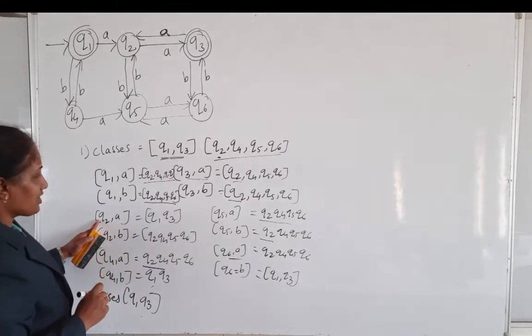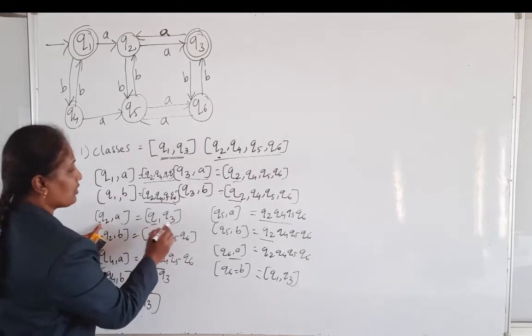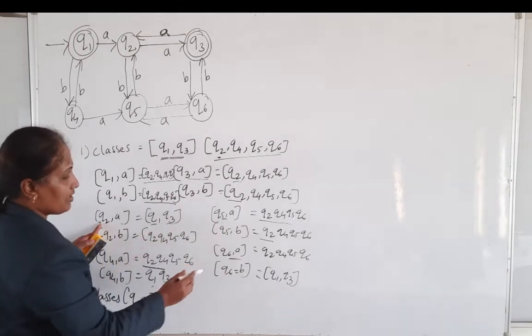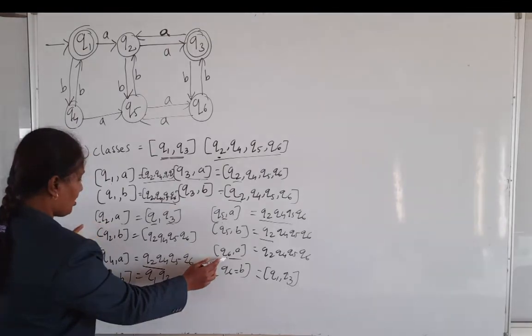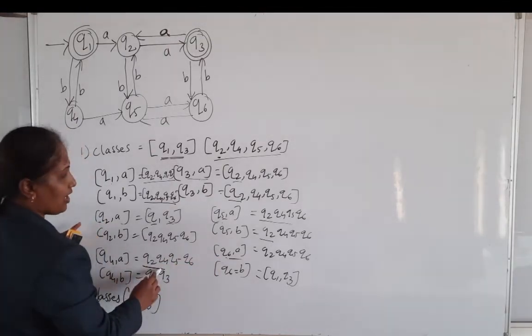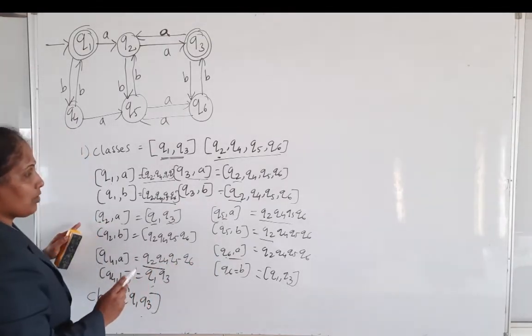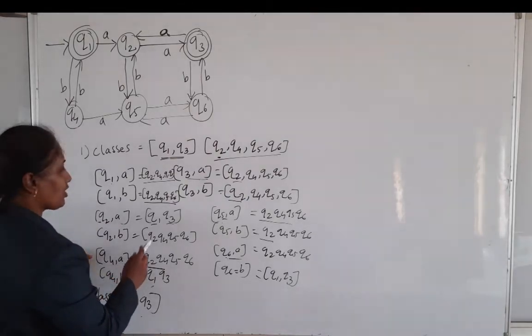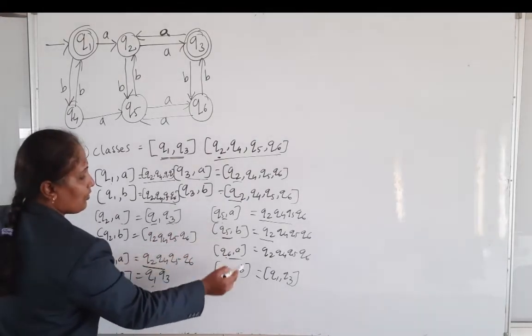Then Q2 I will check. Q2, Q1, Q3 it is reaching, whereas Q5 it is different. Q6 and Q5 are same. Q6, Q5 and Q4 are same after accepting the input symbol A. Next, check out for a input symbol B, Q5.